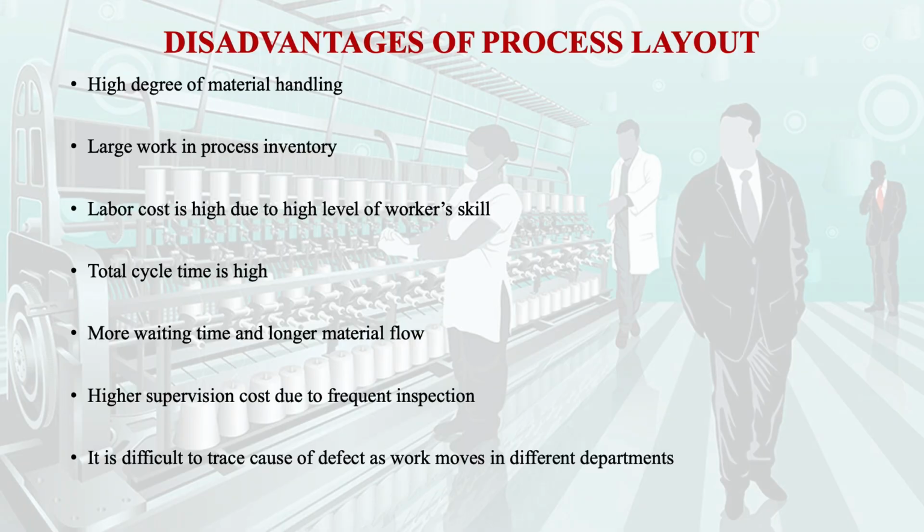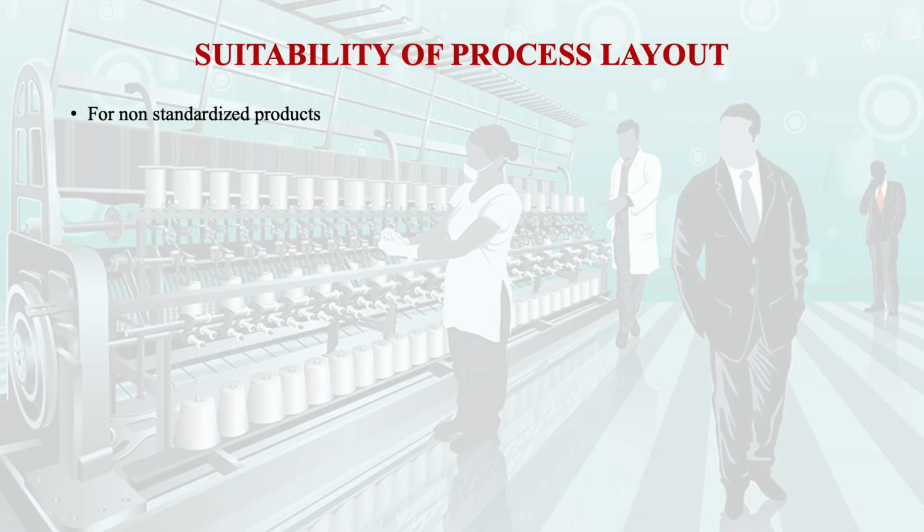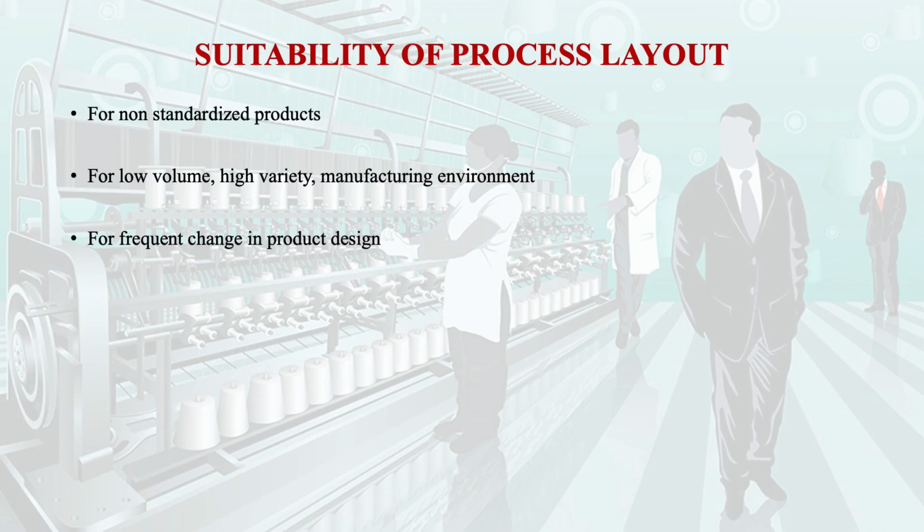Another two points are there. If we have defects in the jobs or the product, in the case of process layout, it is very difficult to find out the traces or the causes of the defect. Similarly, production planning and control is a little bit difficult as compared to the product layout. This type of process layout is suitable where we have a non-standardized type of product, or low volume and high variety, frequent change in the product design, or we can say the job shop.